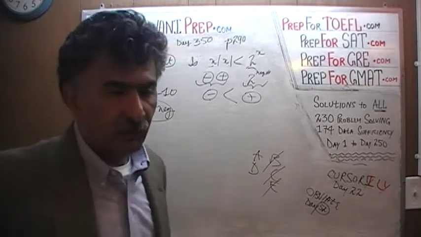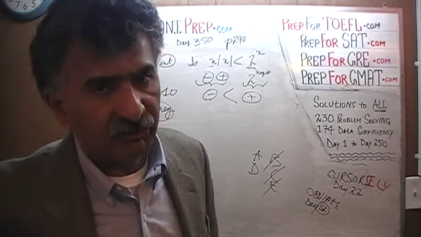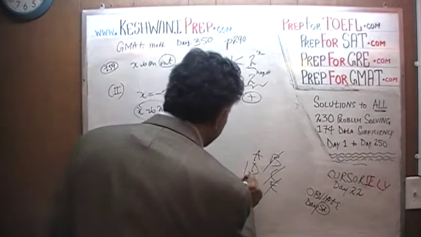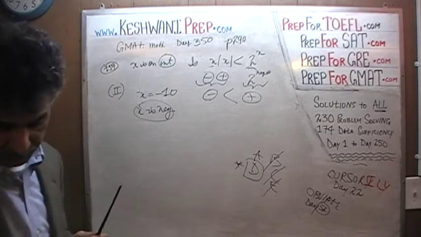Second statement also enables us to give a definitive answer. Is the product less than the 2 raised to x? The answer is yes, it is less than 2 raised to x. The answer to this question is D. Both of these statements by themselves do the job quite nicely.